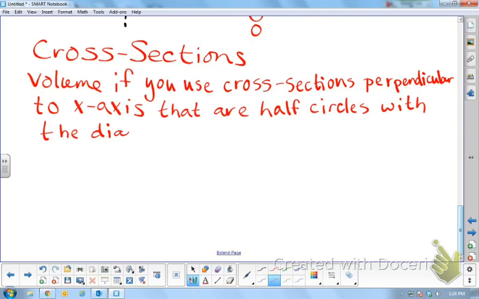Diameter in the xy plane. Okay, they're going to give you a bunch of garbage that doesn't matter.